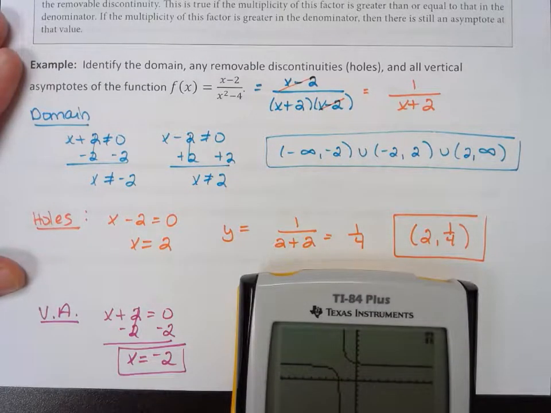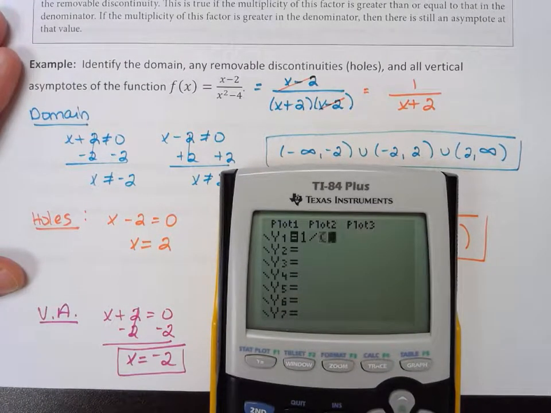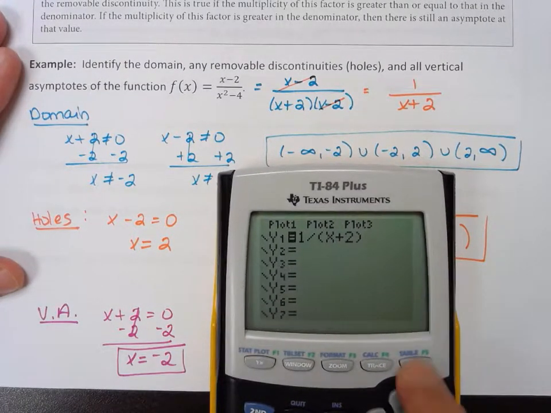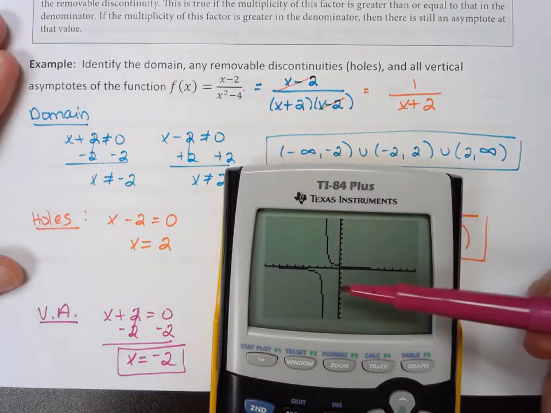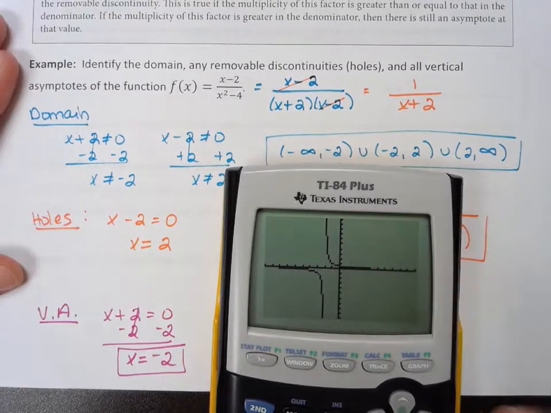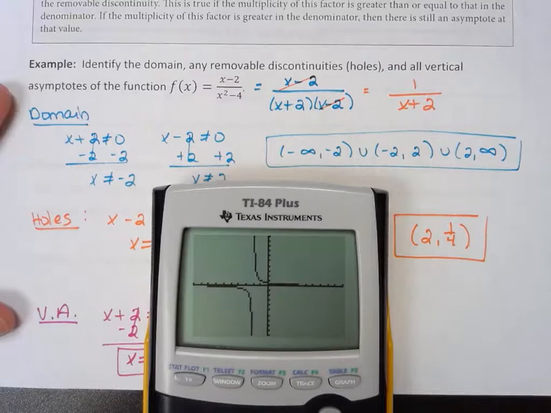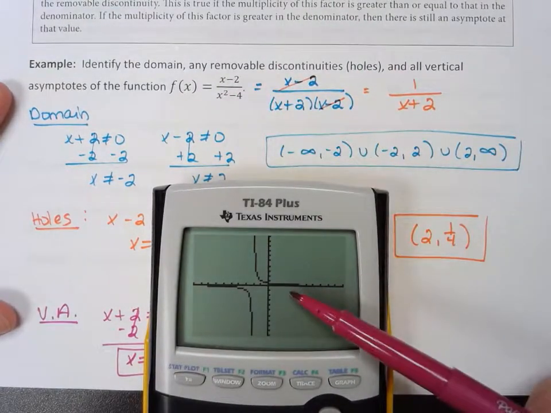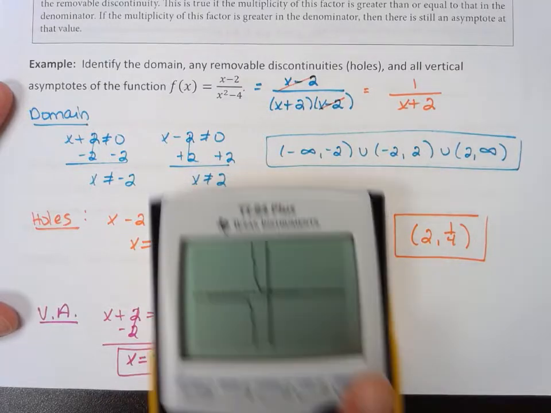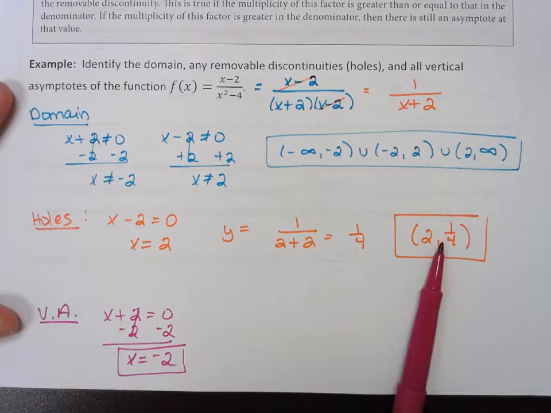Let's see if we can get a graph of this one. So we have 1 divided by x plus 2. So we have a vertical asymptote at negative 2 again. Whenever you have a hole in your graph, you can't see it in the picture. Even if you typed in this function, you still could not see it on this graph. So you will need to be able to do this one without using your graphing calculator. It won't tell it to you.